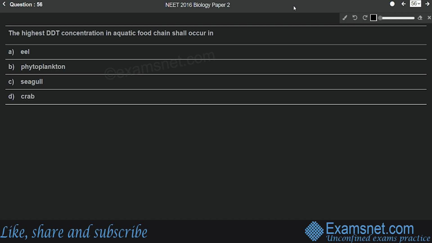Question number 56 is again from the chapter Environmental Issues, and the question is, the highest DDT concentration in aquatic food chain shall occur in. Options are eel, phytoplankton, seagull, and crab. Okay, so if we talk about DDT, we know that it is a harmful chemical, and the reason is that it is a non-biodegradable substance.